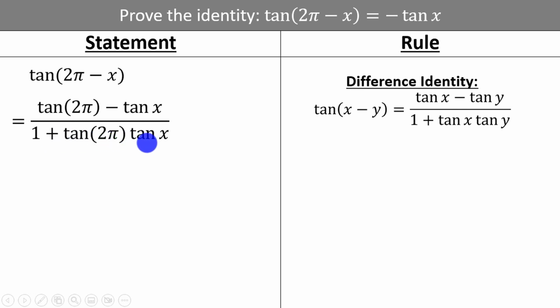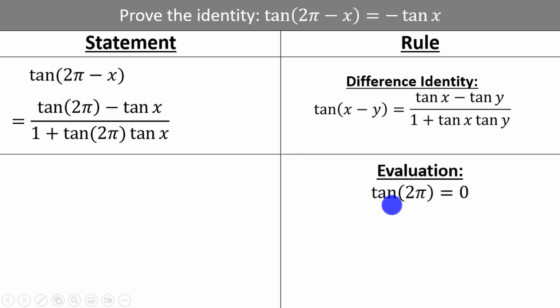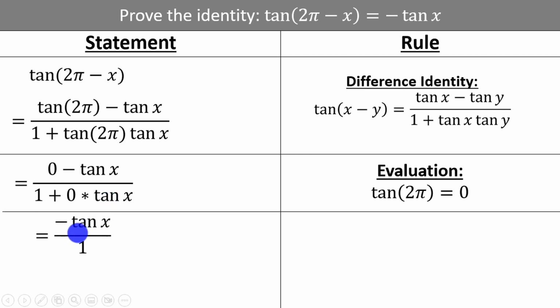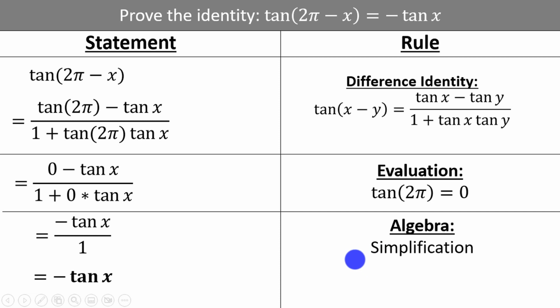tangent of x. We know that tangent of 2 pi is equal to 0 because 2 pi is coterminal with 0, and tangent of 0 is equal to 0. We have 0 minus tangent of x divided by 1 plus 0 times tangent of x. Simplifying, we just have negative tangent of x divided by 1. This is the same thing as negative tangent of x. We justify the last few steps by algebra simplification. We have shown that tangent of 2 pi minus x is equal to negative tangent of x.